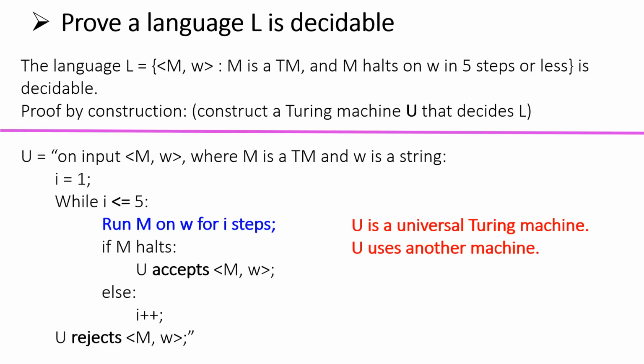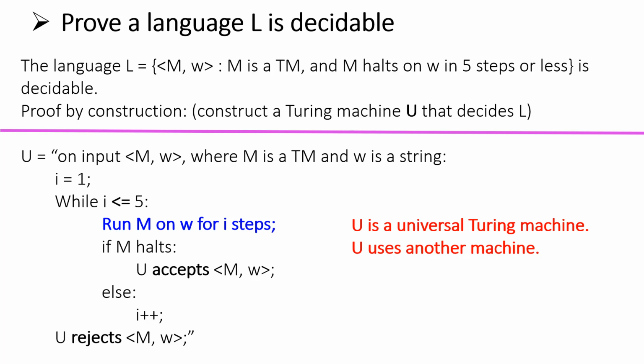Now let's see a simple example. Let's prove the language L with the member string MW satisfying that M halts on its input string W in 5 steps or less. Note that this M is a general Turing machine and this W is a general string. We construct a universal Turing machine U that decides L. The reason we use a universal Turing machine is that the input to our machine contains another machine M, and we need to check the results of running M on M's input.